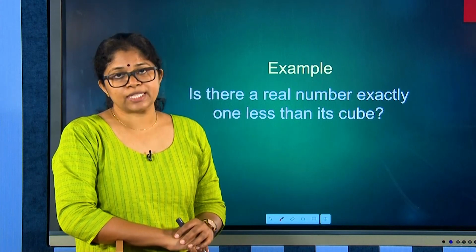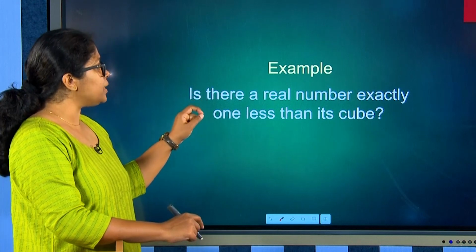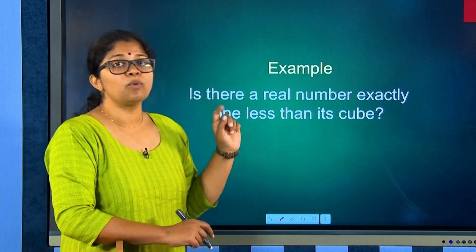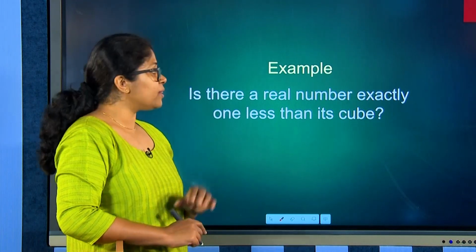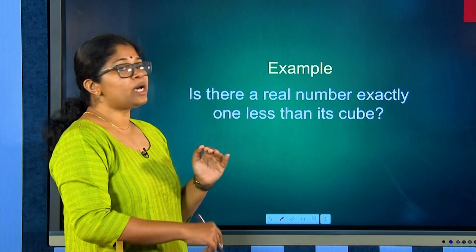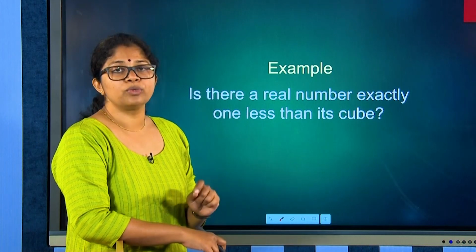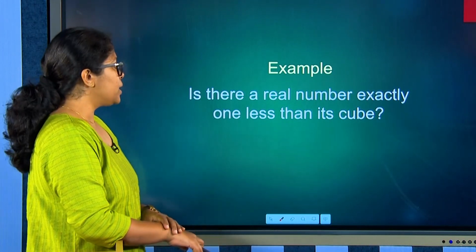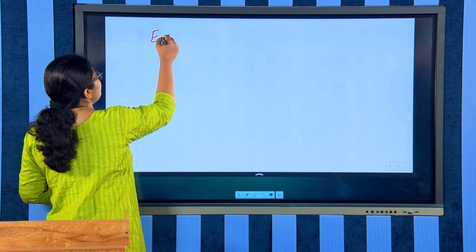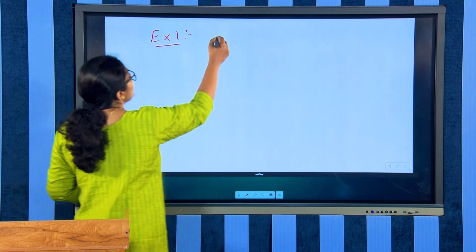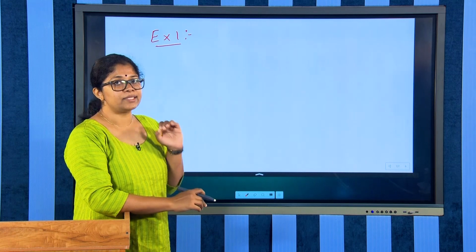Using the location of roots theorem, we can solve problems like this, where we are asked to find a real number which is exactly 1 less than its cube. If such a question is asked, we can convert it into a mathematical function and find its root using the location of roots theorem. So, the question is like this: example 1, does there exist a real number which is exactly 1 less than its cube?